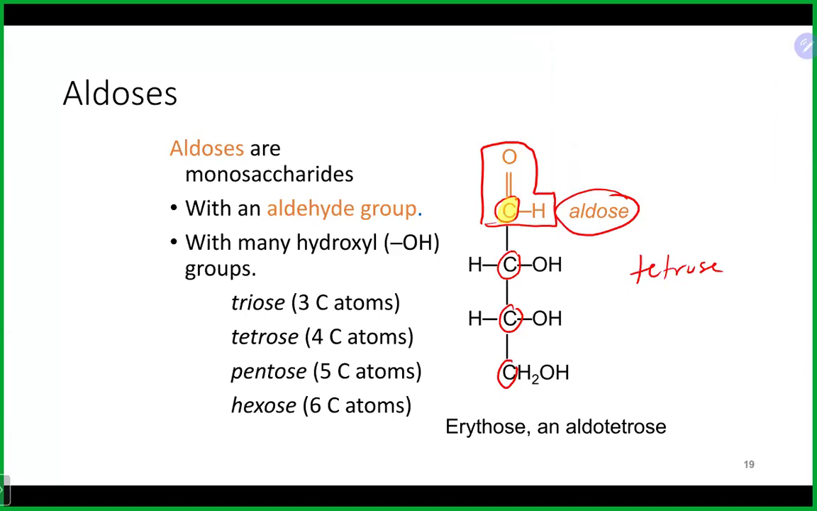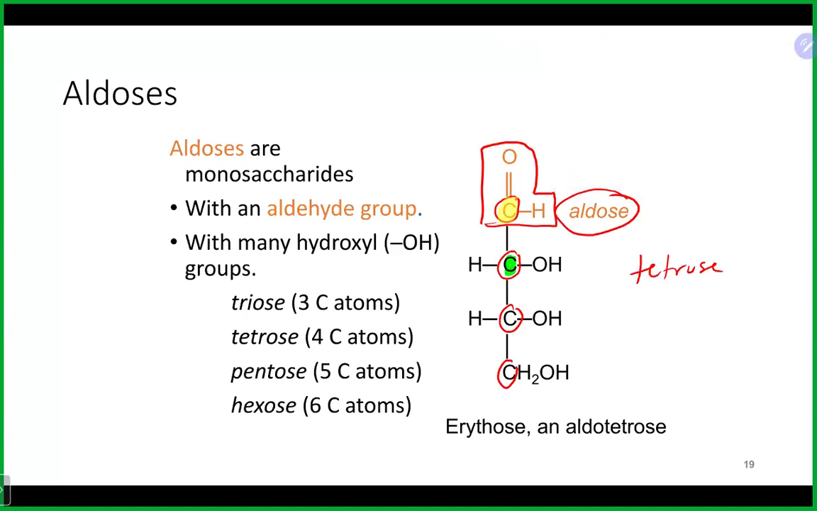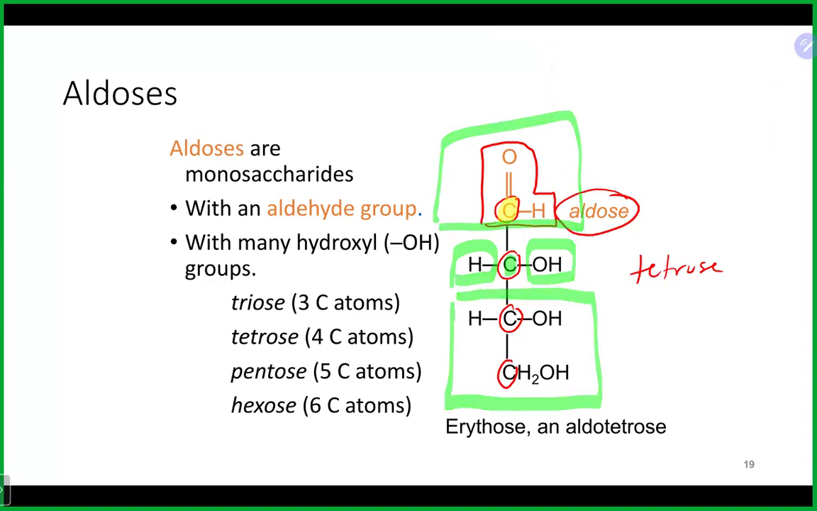So now we come down to our next one. Does this have 4 different things attached to it? It does. So the 4 different things, in case you're not sure, is this guy, this entire thing, and that entire thing. So that is 4 different things, and that would be a chirocarbon.